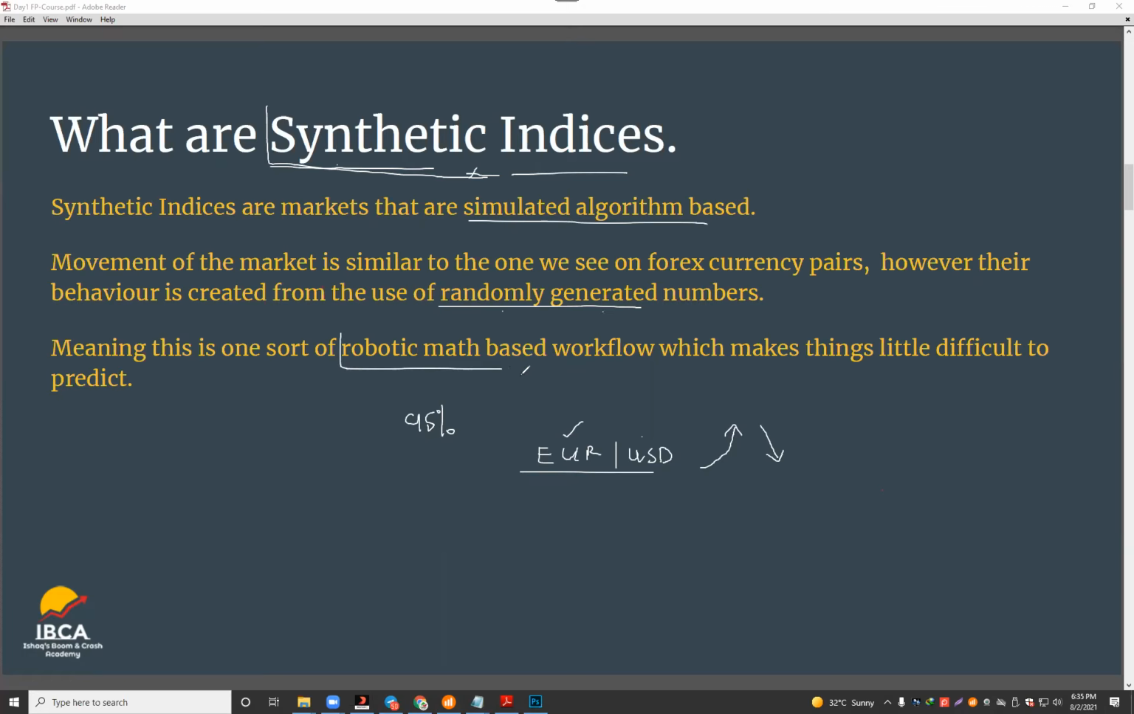So the same pullbacks you will find in this market, the same downtrend, the ranging market, the uptrend, the consolidation, the congestion, everything you will find in this market. What is not affecting this market? That is the fundamental part. Everyone is aware of the fundamental part. Which is the fundamental part?